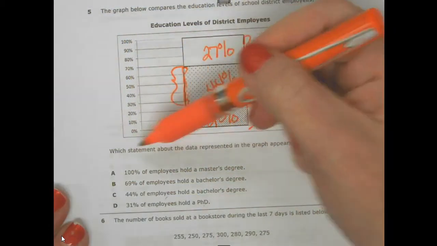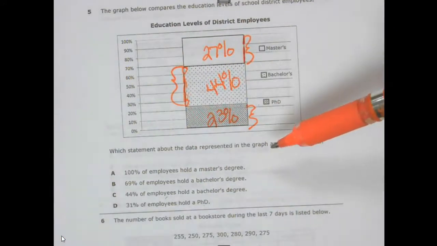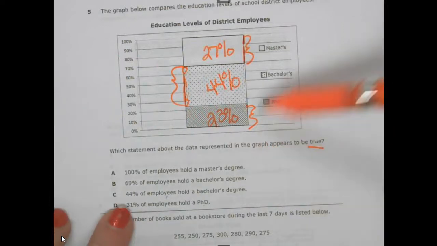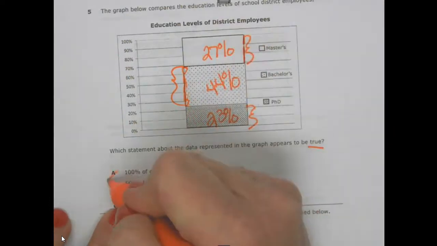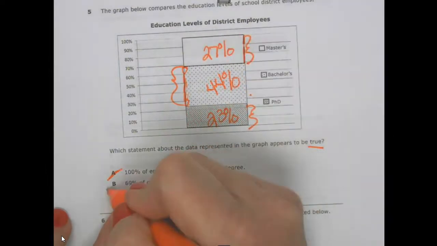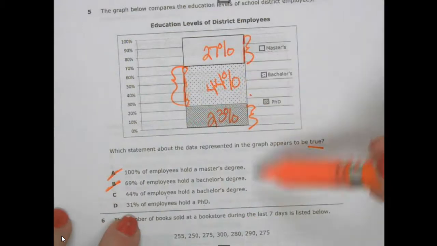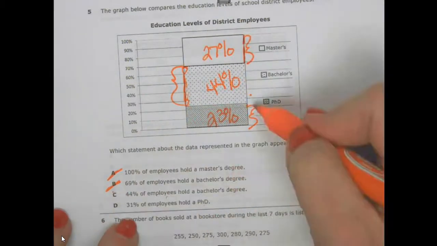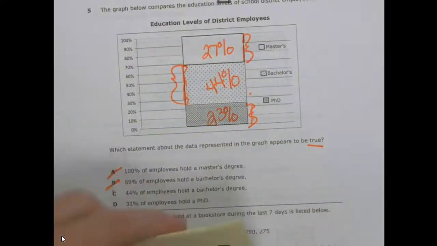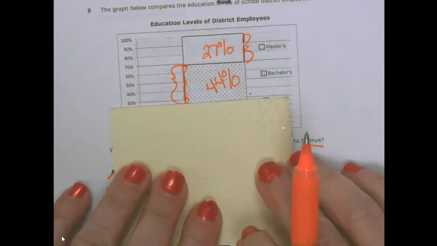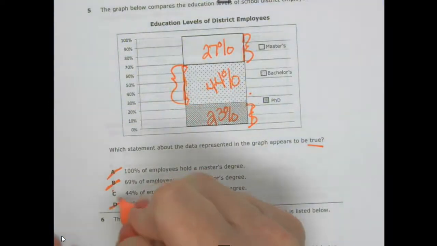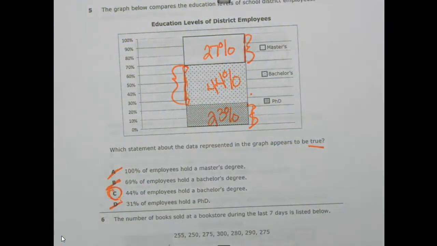Now look, which statement about the data represented in the graph appears to be true? 100% of employees have master's degrees? No, that is not true. 69% of employees have bachelor's? No. 44% have bachelor's? Yes. Or 31% have a PhD? No. Double check that, because does it go over 30? It does not go over 30, so I know that is not true. So my answer is C.